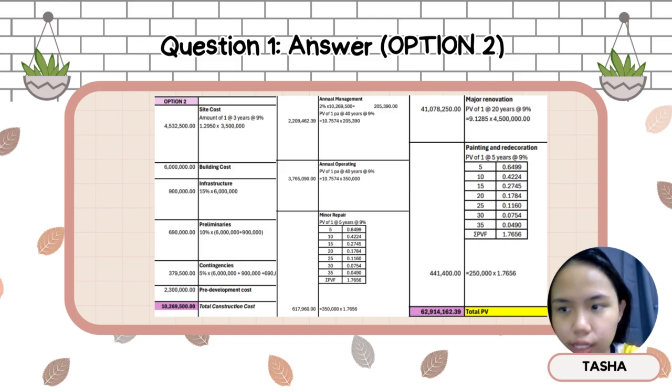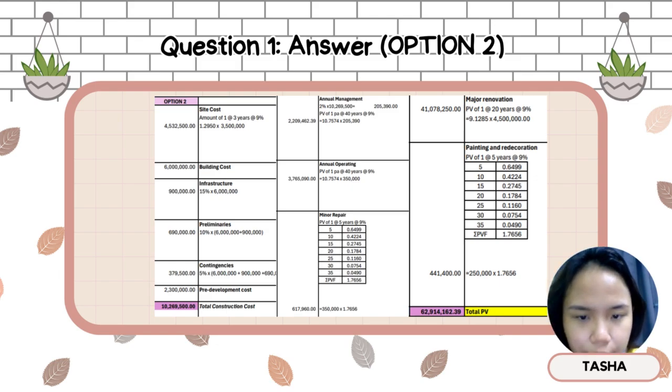For the building cost, it is 6 million, where it is already stated in the question. For the infrastructure cost, it is 15% of the building cost. Meanwhile, for the preliminaries, it is 10% multiplied with the total value of infrastructure and the building cost itself. Contingencies, on the other hand, is 5% multiplied with the total value of building cost, infrastructure cost, and the preliminaries. Pre-development cost for option 2 is 2.3 million, where it is also already stated in the question.